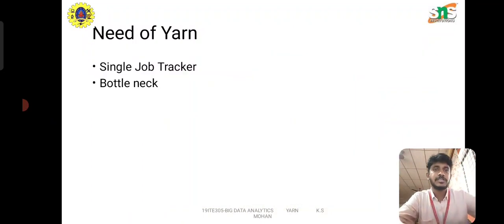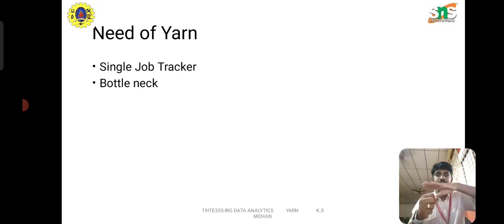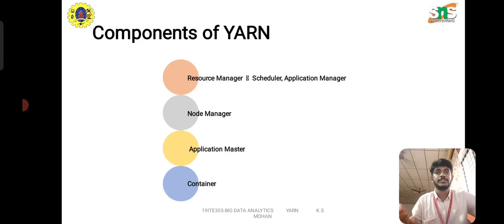Then let us look at the next point, the need for YARN. A single job tracker is a kind of bottleneck. We all know the bottleneck concept here. So the need for YARN is that a bottleneck is present, since a single job tracker is used for these things.